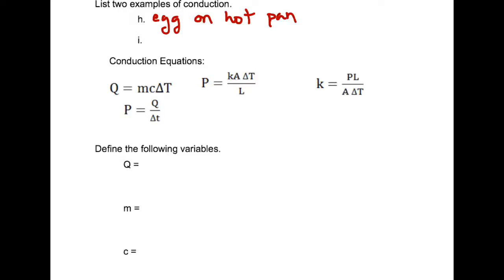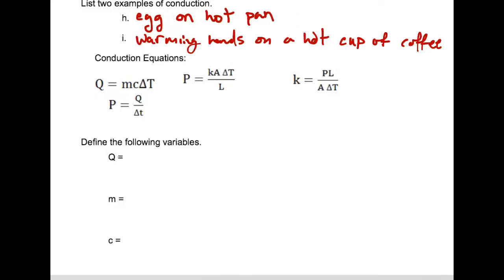Another example is when you hold a cup of coffee, you hold your hands around it to warm up your hands. Warming your hands on a hot cup of coffee, that's by conduction because you're touching the warm cup. The heat is actually being transferred from the coffee to the cup by conduction, and then from the cup to your hands also by conduction. Conduction equations. There you go. This is the heat transfer stuff.